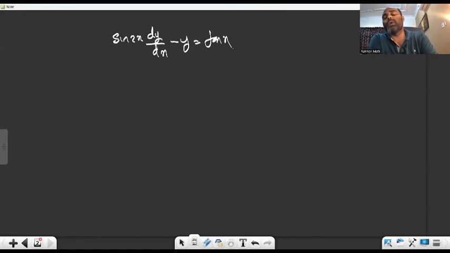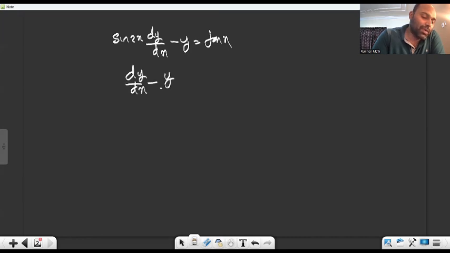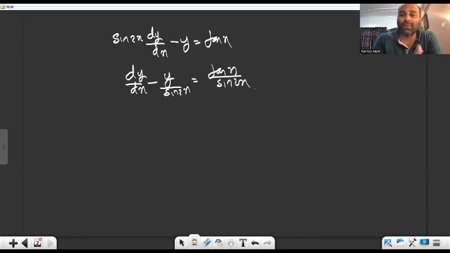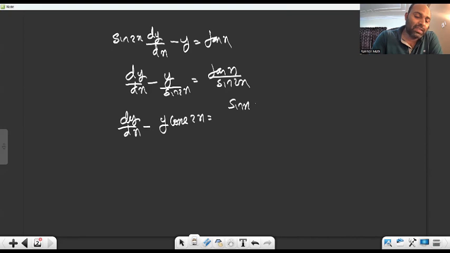So I told you, linear, if you are applying, the coefficient of dy by dx should be 1. So many trigonometry results will come. So divide throughout by what? sin 2x. dy by dx minus y by sin 2x equal to tan x by sin 2x. Integrating factor is the only difficulty. The question is easy. dy by dx minus y cosec 2x, because 1 by sin is what? cosec 2x. Tan x you can write as sin x by cos x.